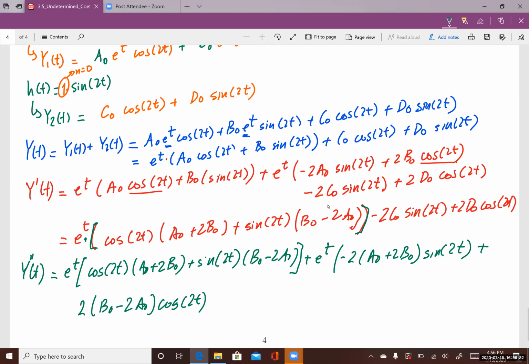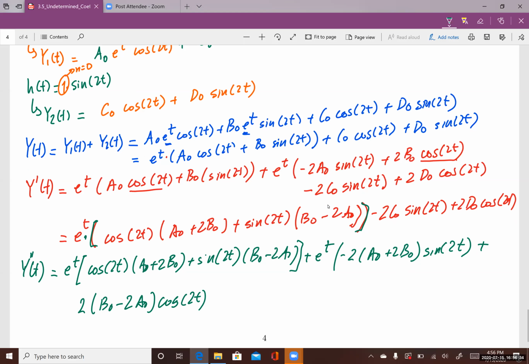Okay, and again I find the derivative of this, which is negative sine would be cosine, right? Negative 2, negative 4 c0 cosine of 2t. Cosine would be negative, so negative 4 d0 sine of 2t. Oh my god, this is long.